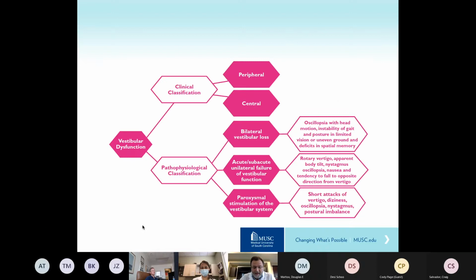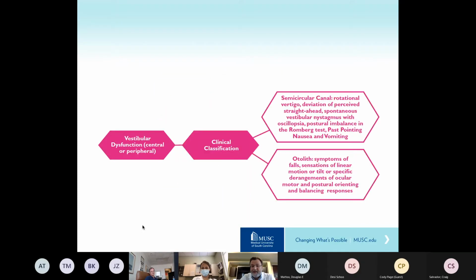So basically, once you get the history and examine the patient, after categorizing the symptoms and knowing what you're dealing with, in order to get to the appropriate diagnosis, you have to get a clinical classification of peripheral versus central, a pathophysiological classification. Are you dealing with a bilateral loss, with an acute loss, with a unilateral loss, or a paroxysmal stimulation of the vestibular system? And then you have to basically put in boxes, are we talking about a semicircular canal type of problem or an otolytic type of problem? And I listed here the type of symptoms to look for, and we don't need to go over them right now. We can read them later.